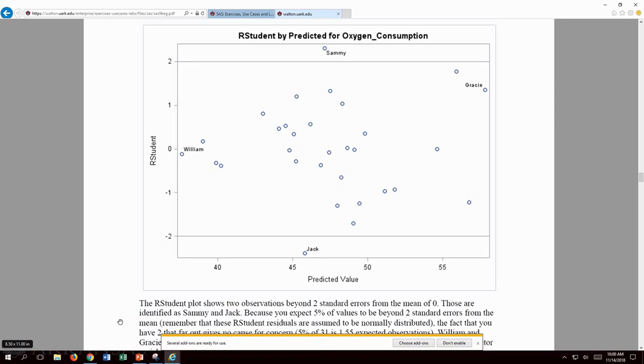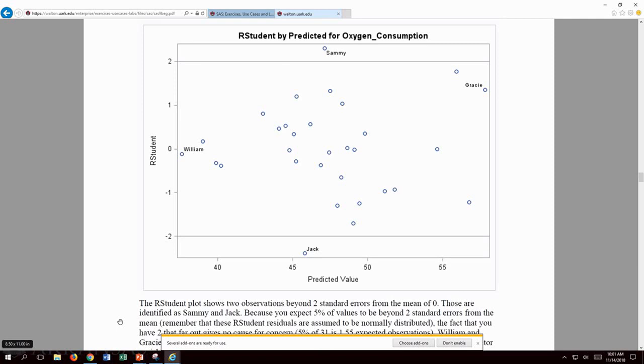What about Gracie? Gracie's actually influencing my model. Did I get rid of her? But she doesn't meet the outlier criteria using our studentized range. So is she really an outlier? How do you decide what is an outlier? See why I didn't really go into all of this.